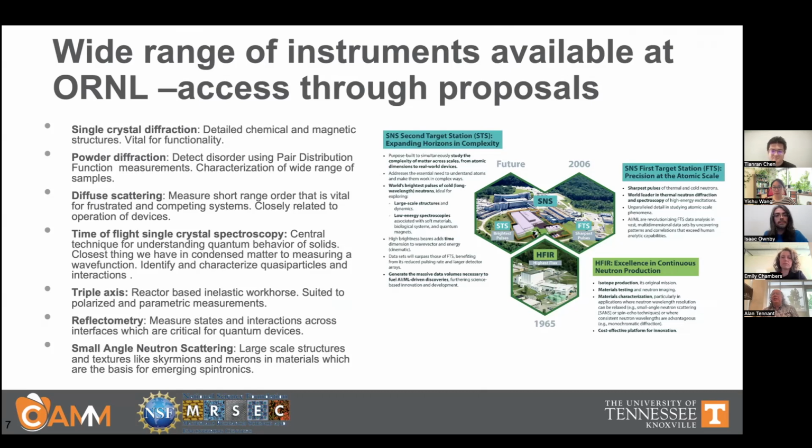On the right-hand side here, two of the existing facilities are shown. That's the Spallation Neutron Source for the first target station and the High Flux Isotope Reactor as well. But there's a proposal underway for a new source, a second target station, which is expected to be built by 2034. And it's going to bring completely new capabilities that are particularly important for quantum materials and will very strongly expand what can be undertaken, particularly in heterostructures and device configurations.